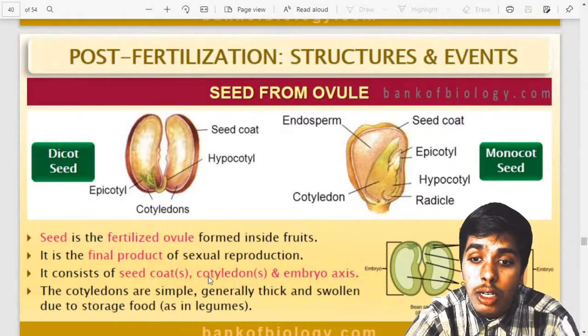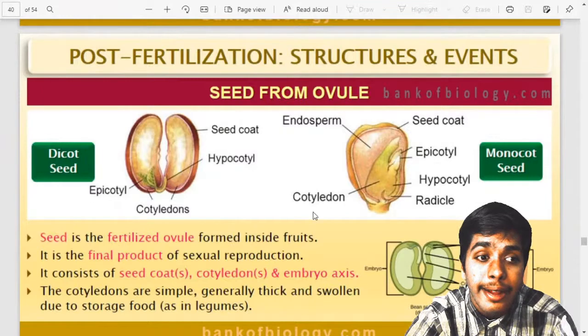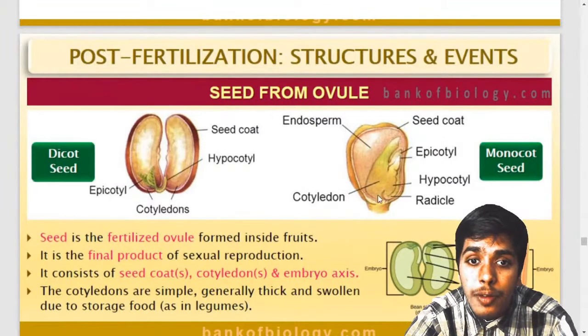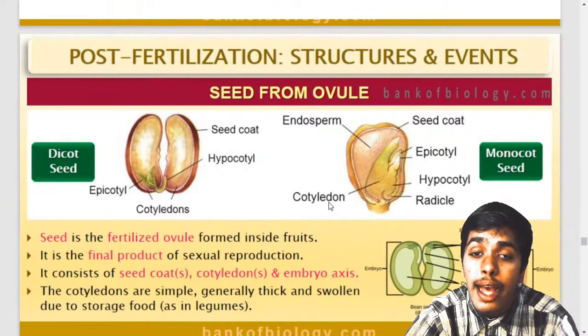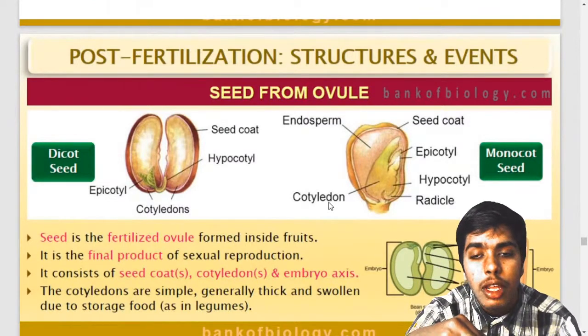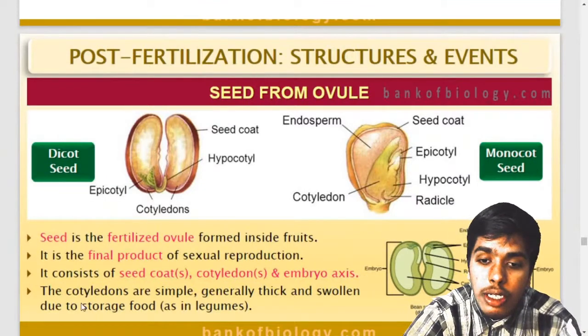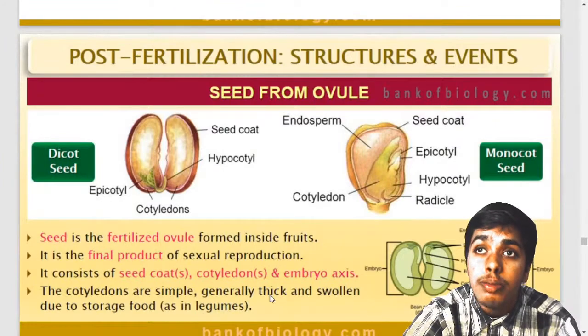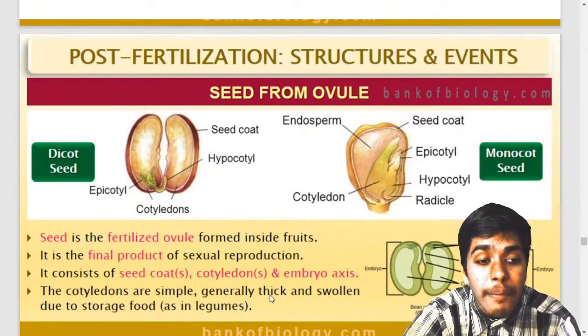It consists of the seed coat, cotyledons, and embryonal axis. This is the seed coat, the outer layer. If it is a monocot, there is only one cotyledon. So this is a cotyledon. And if it is a dicot, it has two cotyledons. The embryonal axis: the upper part is the plumule and the lower part is the radicle. Upper means stem, lower means root. The cotyledons are often swollen due to storage of food. That means they store food. What is the storage part of the seed? It is the endosperm. Endosperm provides nutrition for the developing embryo.